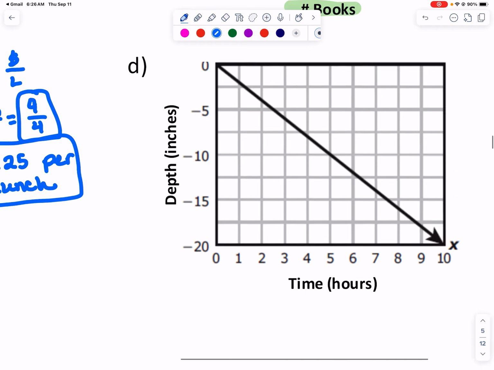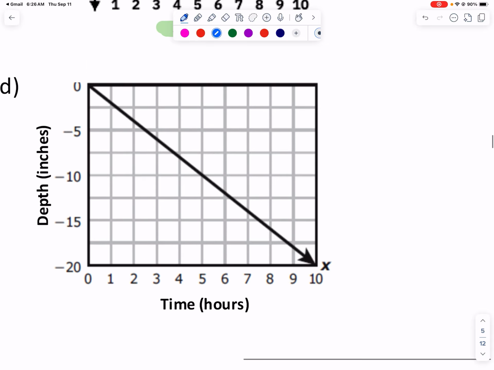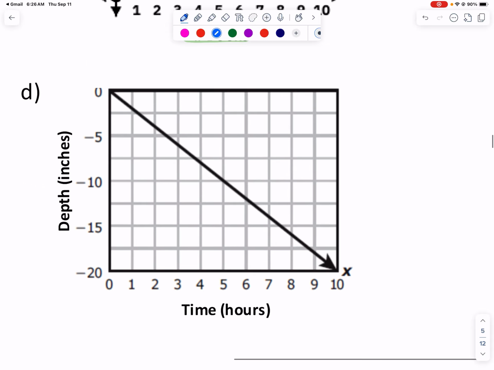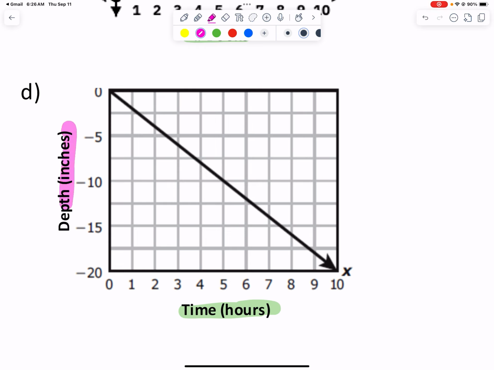All right, problem D. Now, don't let this one bother you because you see negatives. We're going to do it the same way. We'll look at the x-axis, time. We'll look at the y-axis, depth. So what we're comparing here, the ratio of y to x, we're going to get the ratio of the number of inches to the number of hours. The ratio of inches to hours. It's just that this time 0, 0 is way up here. All right, so please don't let it bother you that there's negatives.